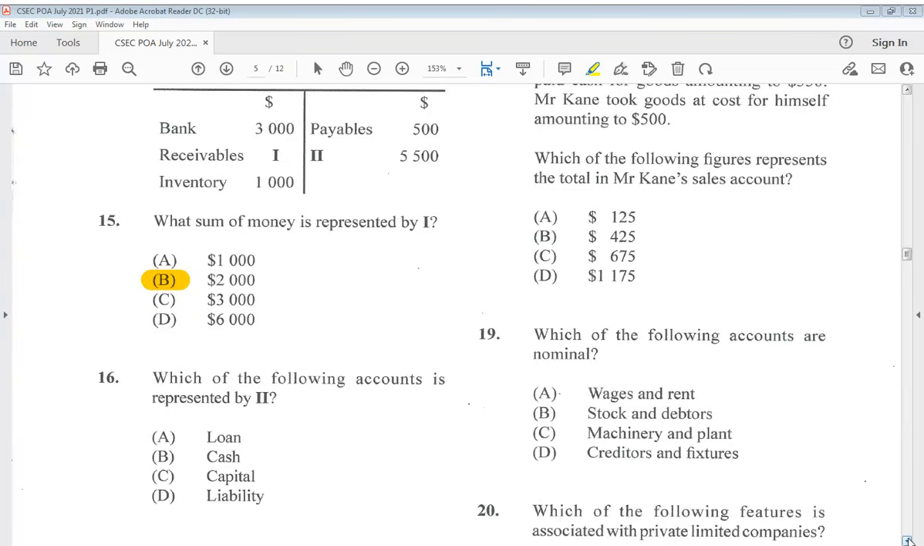16 says, which of the following accounts is represented by 2? So we know that would be your capital. C. Number 17.